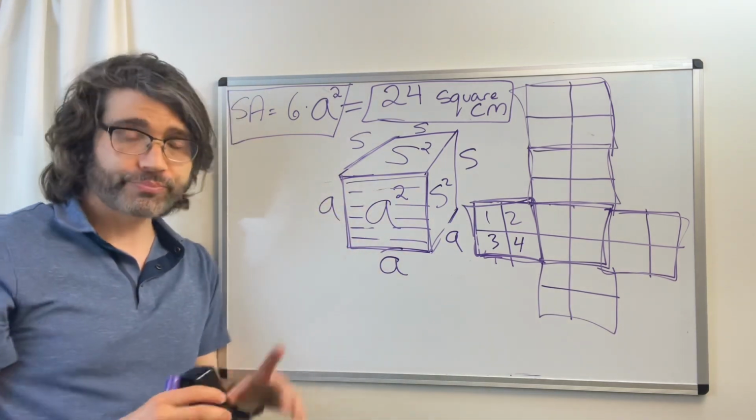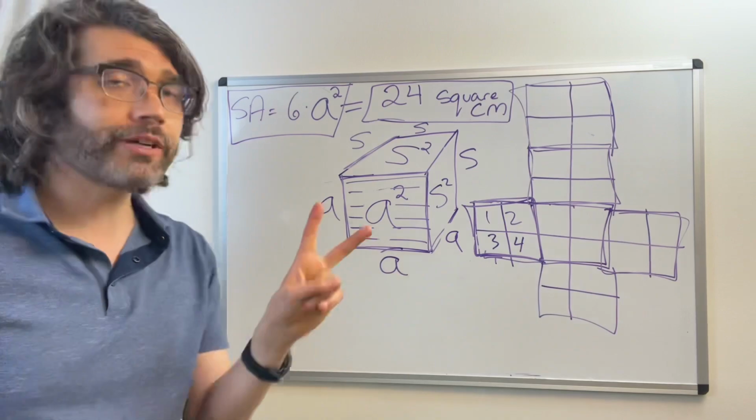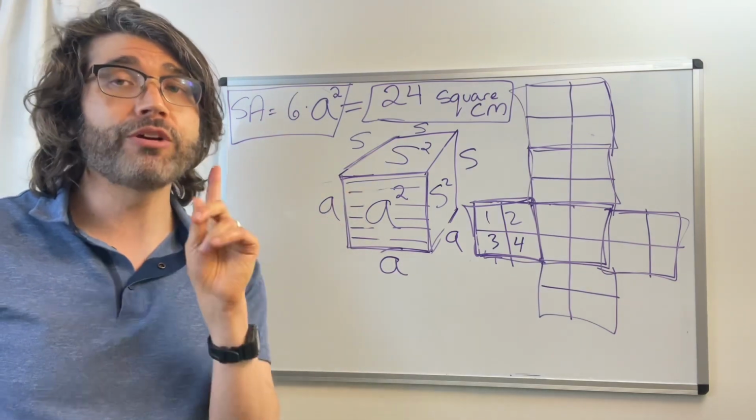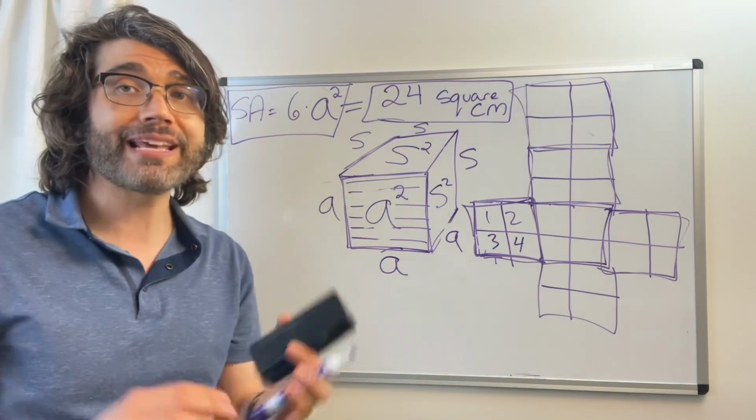Okay, so that's how to do cubes. We've done rectangular prisms. In the next video, we're going to move on to 3D shapes that have circles in them.